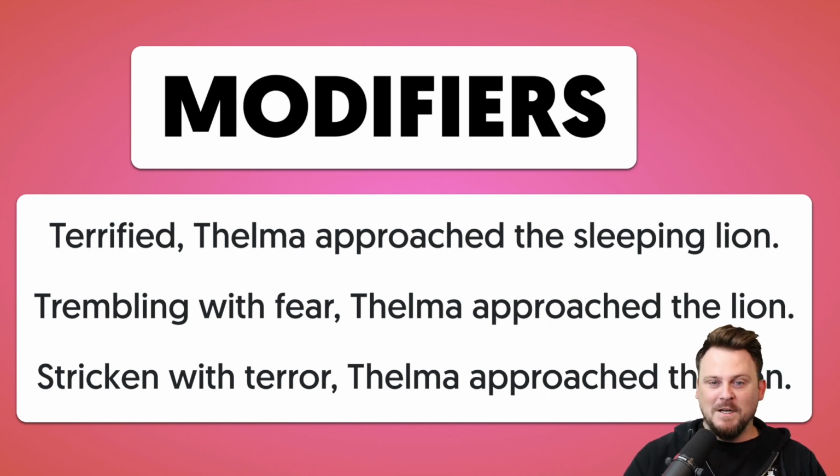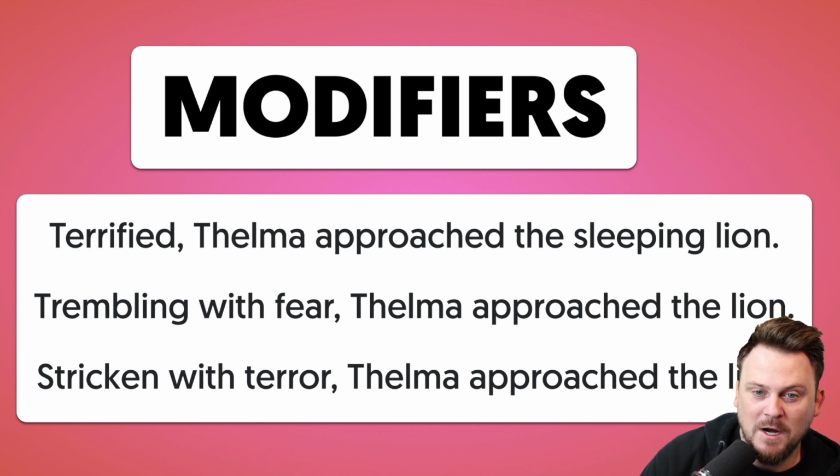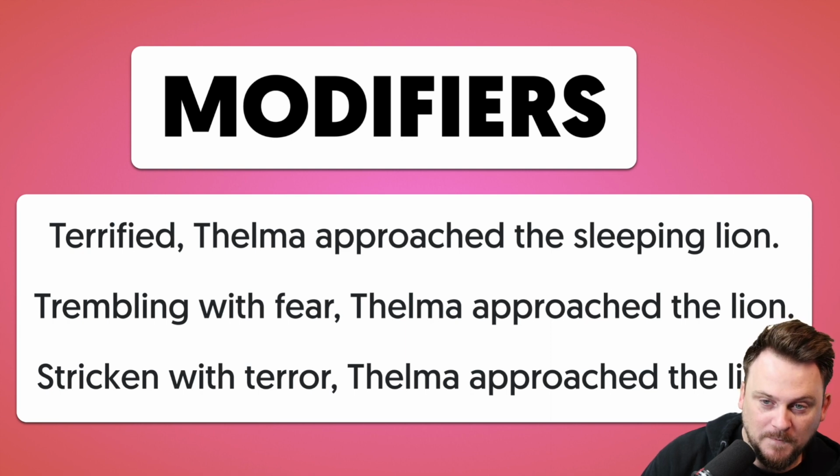So I want you to look at this specific type here. Terrified, Thelma approached the sleeping lion. Now, if terrified is modifying Thelma, what is it telling me about Thelma? It is telling me that that is the feeling Thelma has as she approaches the sleeping lion, right? It is modifying Thelma. It is telling me about her. So if we were to take this away, would it be okay if we were to say Thelma approached the sleeping lion? Yeah, absolutely. Thelma is what we call the subject of the sentence. The thing in the sentence doing the action, doing the verb of approaching, right? What is she approaching? The object, which is the sleeping lion.